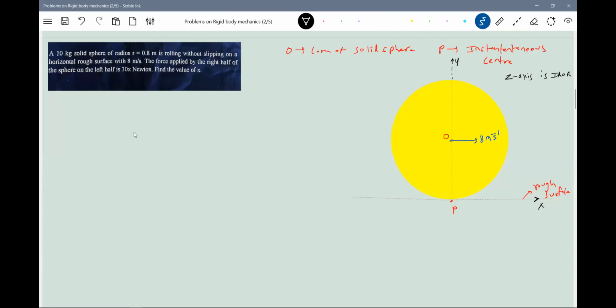Keep this in mind. If you stand on the ground somewhere here, you see that all points are rotating about the center. If you come and stand at point P, then all points are rotating about the instantaneous center. I think that is the concept, if you remember the things we have discussed.